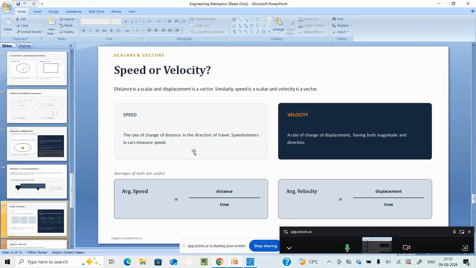You should know the difference between speed and velocity. Speed is nothing but the rate of change of distance in the direction of travel. So, rate of change of distance in the direction of travel.